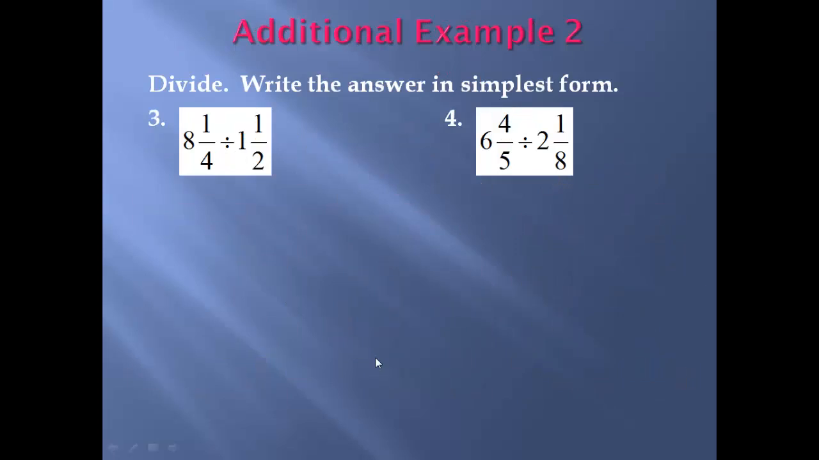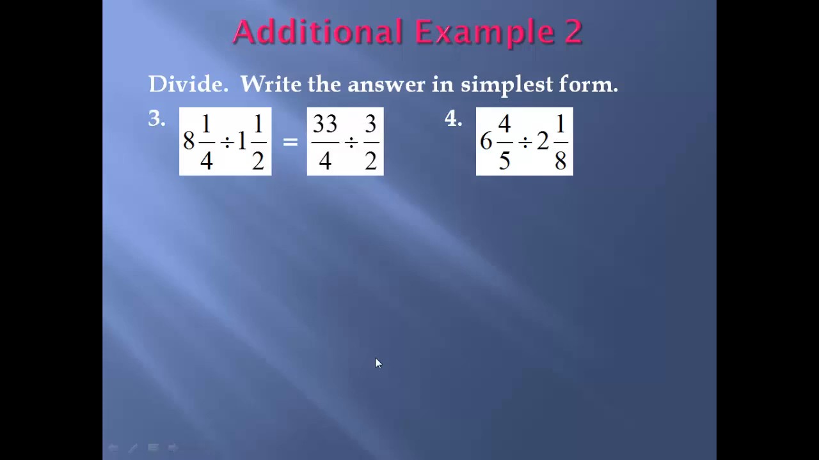Now we have a couple of additional examples. You can pause the video and try them on your own, or you may follow along. We're going to divide, and we want to write our answer in simplest form. For our first problem, we have 8 and 1/4 divided by 1 1/2. We're going to go ahead and make these both into improper fractions.